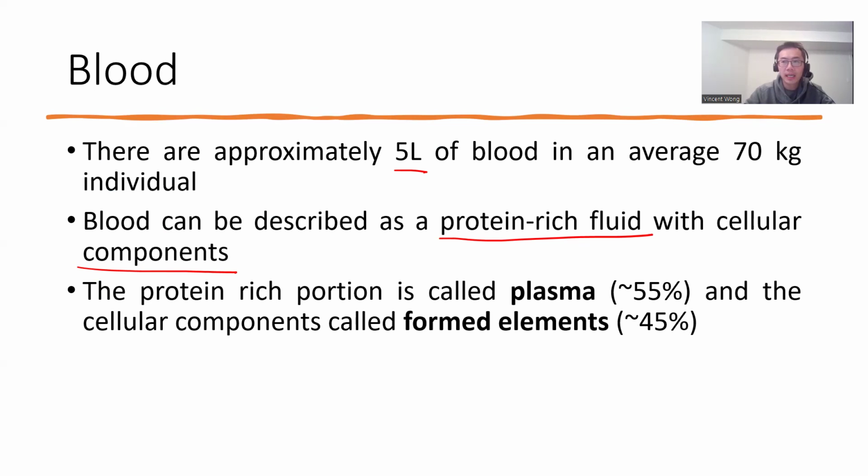Now, we can take blood and separate it into its individual components. We can do that by spinning it at very high speed. I'll show you a picture of that in the next slide. Once you separate it, you will have the protein-rich portion at the top because it's lighter, and that is what we call the plasma. Plasma makes up approximately 55% of your total blood volume. The cellular components, which we call the formed elements, are heavier and they sink to the bottom of the test tube, and that makes up approximately 45% of your total blood volume.